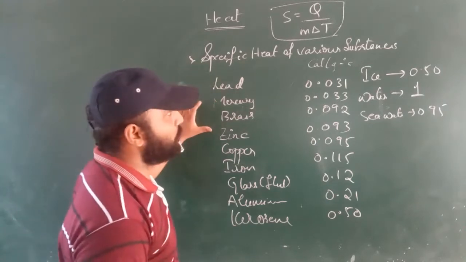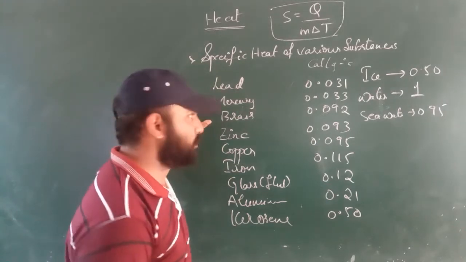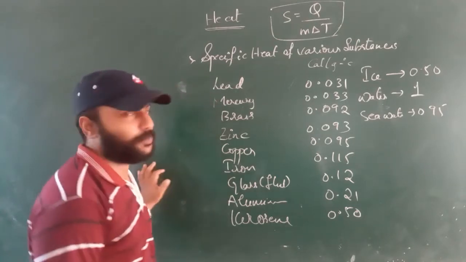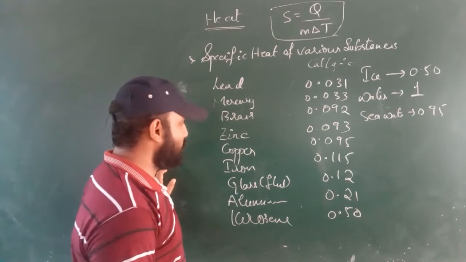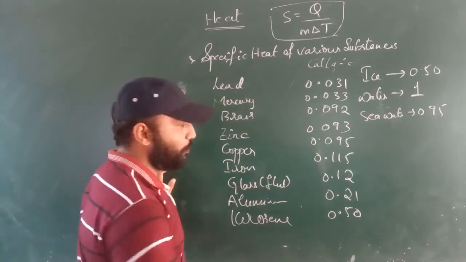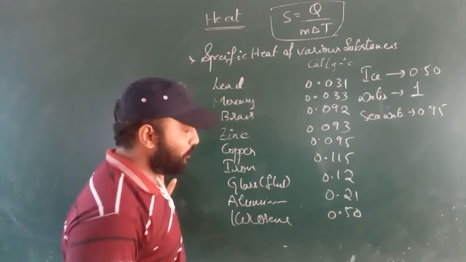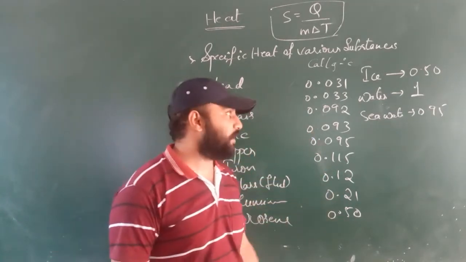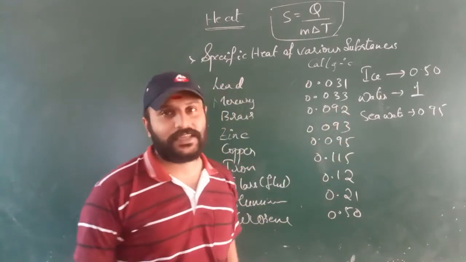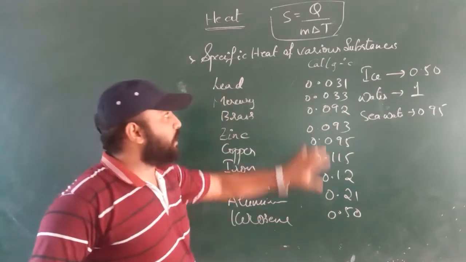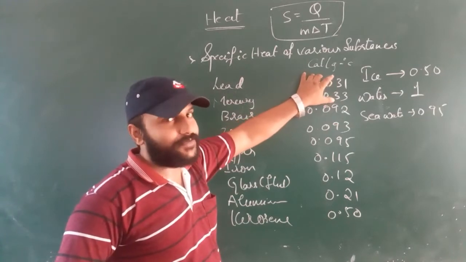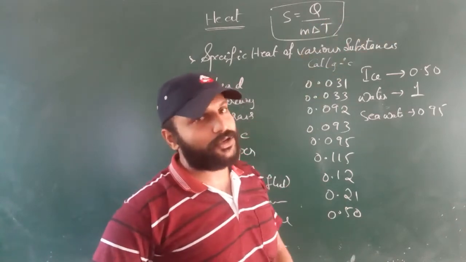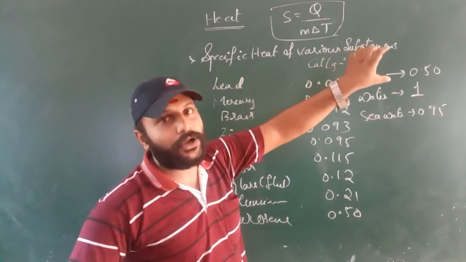These are the values of specific heat of various substances. Lead is 0.031, mercury is 0.033, brass is 0.092, zinc 0.093, copper 0.095, iron 0.115, glass 0.12, aluminium 0.21, kerosene 0.50, ice also the same 0.50, water 1, sea water is 0.95. These values are in CGS unit, calorie per gram degree Celsius. If you want to convert them to joule per kg Kelvin, you just multiply these values by 4.2 into 10 to the power 3.